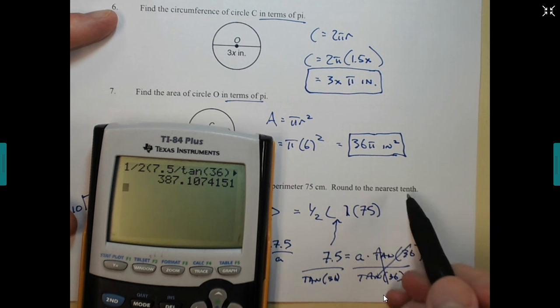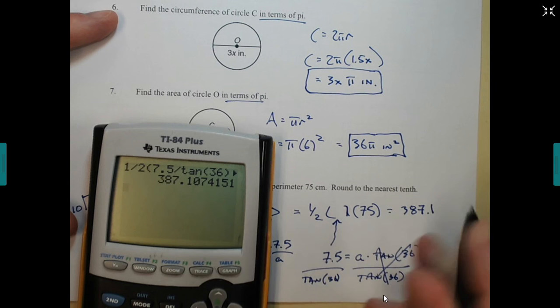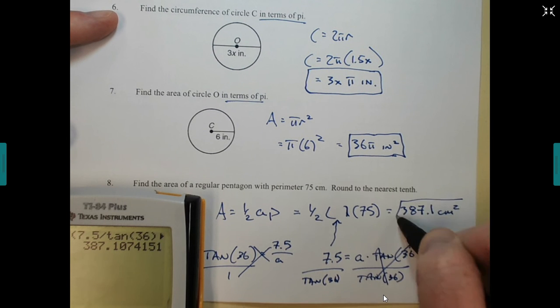And they asked me to round to the nearest 10th here at the end, which would be, and the final answer, 387.1. And we're talking about a unit of centimeters. This is an area, so this is centimeters squared.